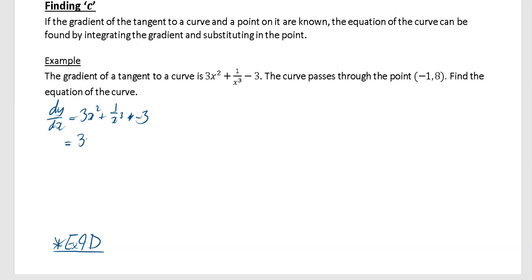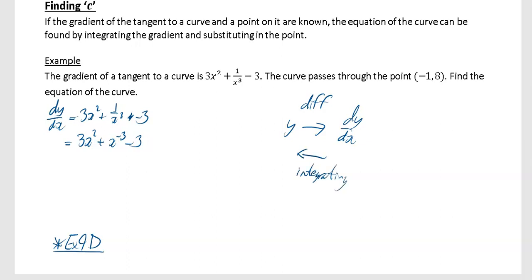It's not in index form, so just tidy up this middle term. The middle term is going to be x to the minus 3, and then minus 3. So that's your dy by dx. Just remember you went from y to dy by dx by differentiating. That means you're going to go the other way around by integrating. You're integrating to get from dy by dx back to y.